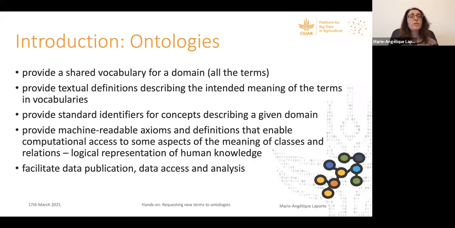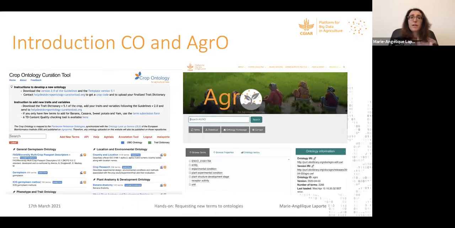So why do we need ontologies? Because they really facilitate data publication, data access, and data analysis. Here in this session, we will focus only on two ontologies, or maybe a bit more, because the Crop Ontology is a set of ontologies. The Crop Ontology is a set of crop-specific phenotypic trait ontologies. And then I will focus also on the Agronomy Ontology, which is an ontology designed to model agronomic trials, including weather variables, the weather conditions, the management practices that you do in the field, and things like that. So those are the two ontologies that we are going to work on today and learn how to submit new terms to.